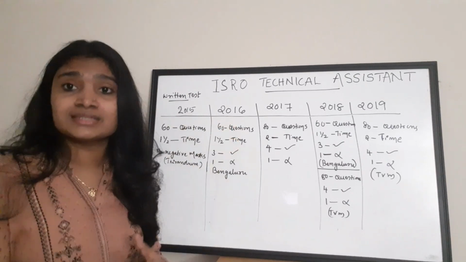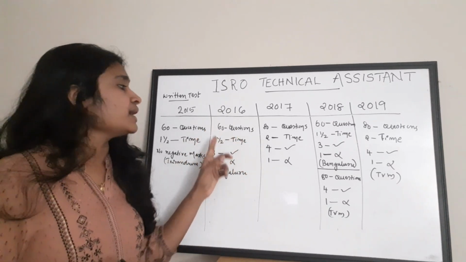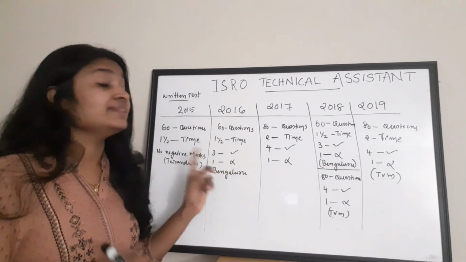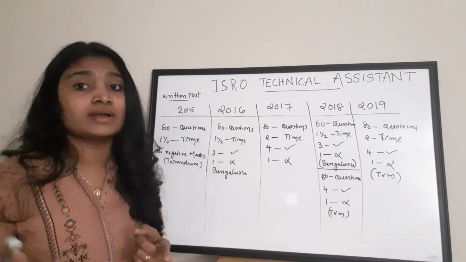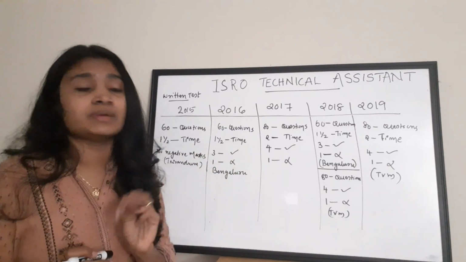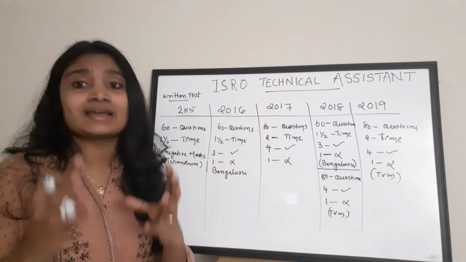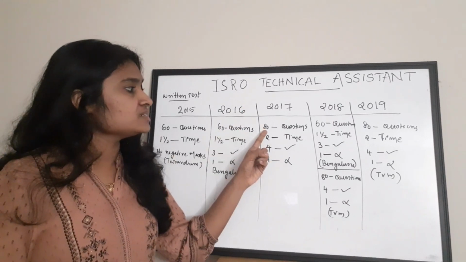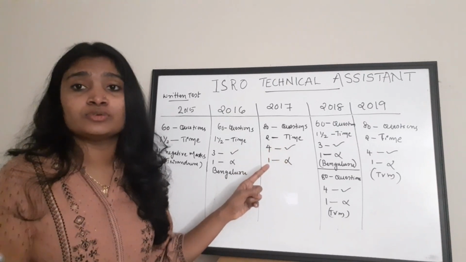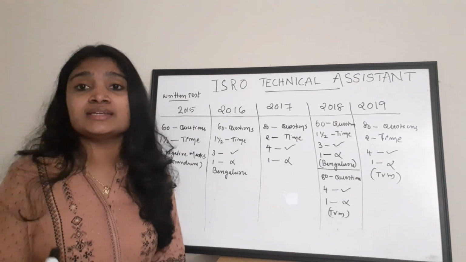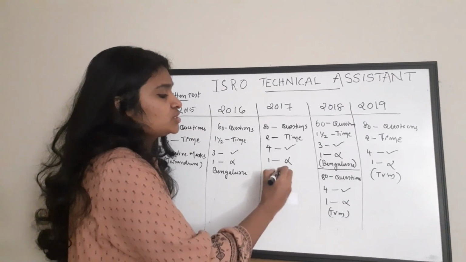For 2016, the question paper consisted of 60 questions and 1.5 hours was the time allotted. There was negative marking: 1 for each wrong answer, and for each correct answer you get 3 marks. This was for the Bangalore location of technical assistant. Now for 2017, there were again 80 questions, and 2 hours was the time allotted. For each correct answer you get 4 marks, and for each wrong answer 1 mark will be deducted. This was also for the Trivandrum location.